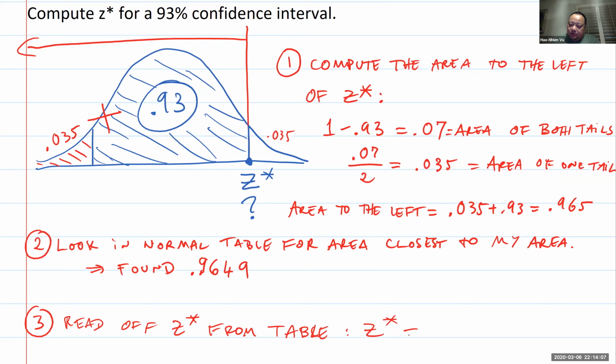Z star is equal to 1.81, okay? This number, the official name of it is the two-tailed critical value. And another notation for it is Z with a subscript of alpha over 2. But I'd rather just use Z star because it's less confusing that way. All right?